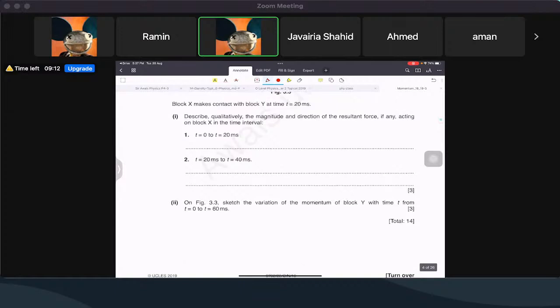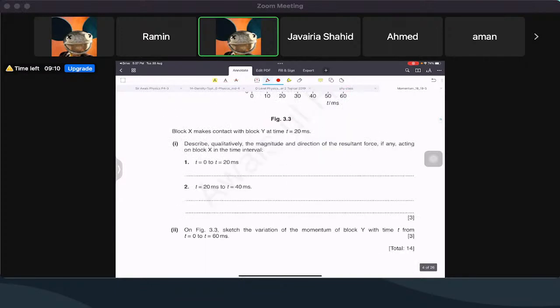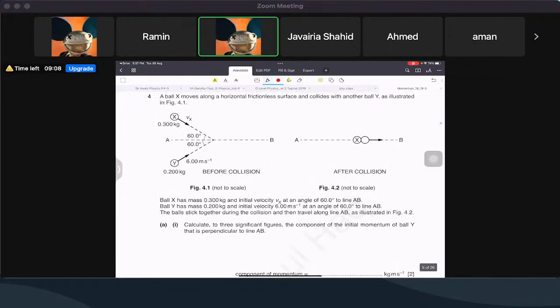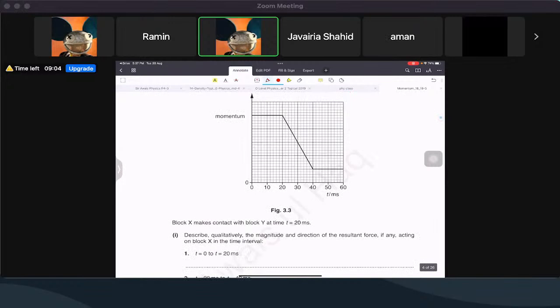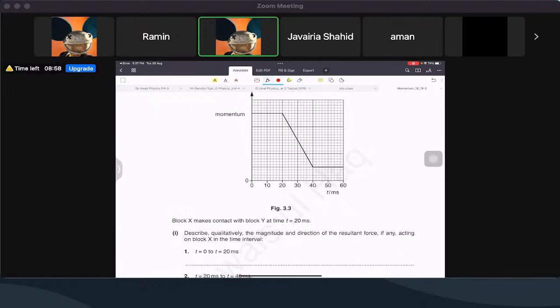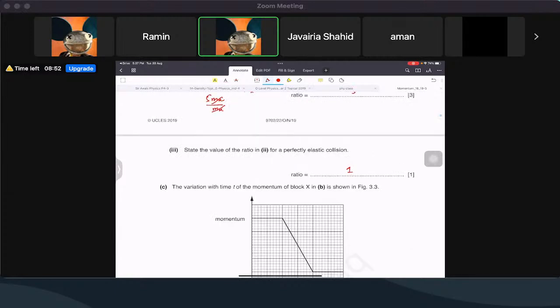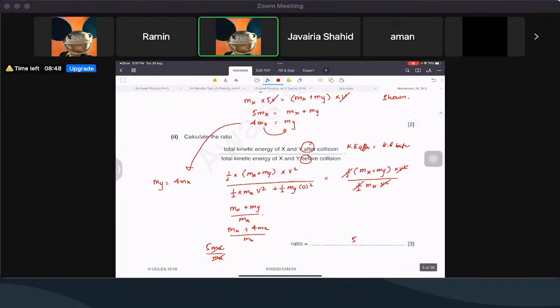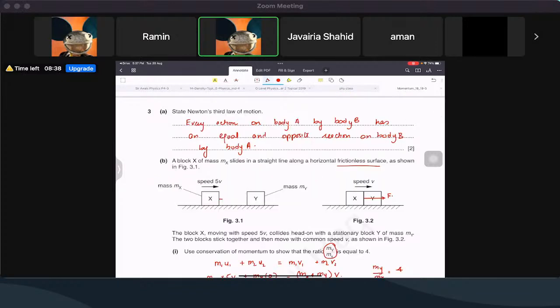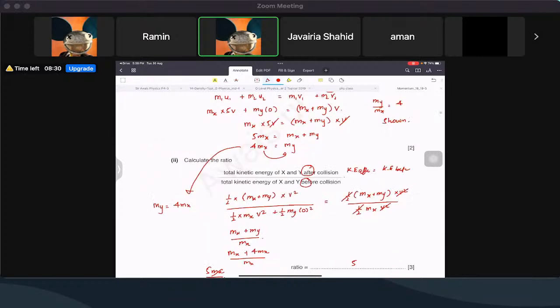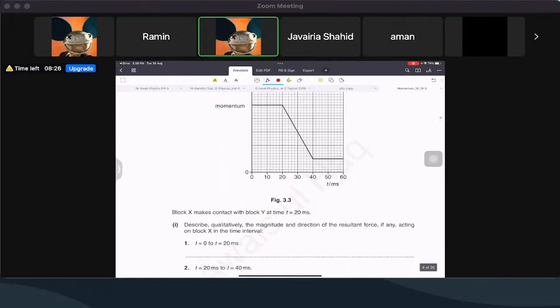Now, it says block X makes contact with block Y at time equals 20. Describe qualitatively the magnitude and direction of the resultant force acting on block X. So, if block X hits Y, the force of X will be on Y on this side, which means the force will be here of Fy, right? So at 20 milliseconds, we're gonna say to the left. Is it clear, everybody?